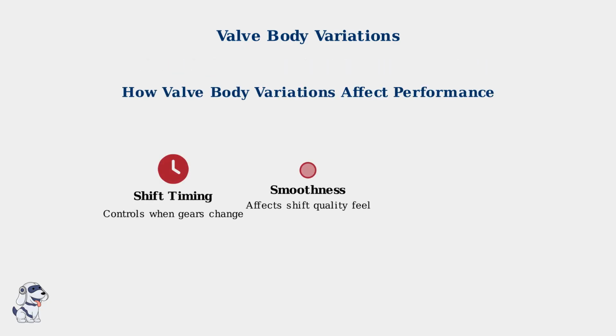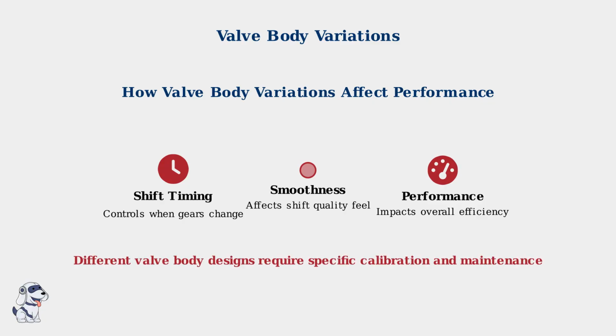Valve body variations have three primary effects on transmission operation. First, they control shift timing, determining exactly when the transmission changes gears. Second, they affect smoothness, how the shifts feel to the driver. Finally, they impact overall performance and efficiency of the transmission system. Because valve body designs vary between transmission models, each requires specific calibration and maintenance procedures. Understanding these differences is crucial for proper transmission service and optimal performance.